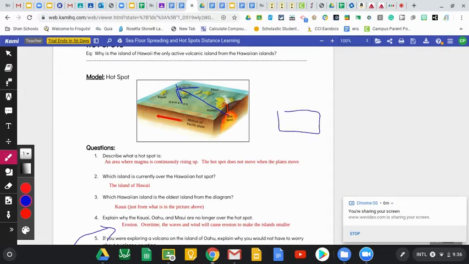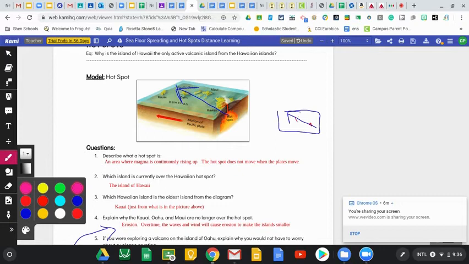So you have this area, I'll use red for hotspot, and the magma is coming up, but the plate continues to move, so it drags along with it its islands, and then you've got an island here, and a new island will form. Okay, so why are these islands smaller as you get away from the hotspot?